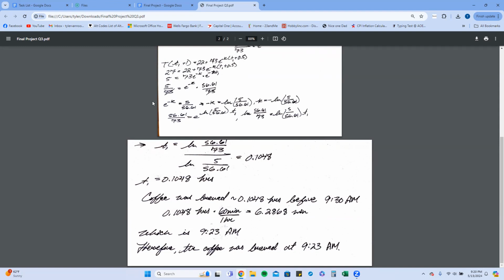Of course, there are 60 minutes in an hour, so we can multiply that by 60, giving us 6.2868 minutes. Since this isn't 6 minutes on the dot and it is more, that means that the time of brewing was 9:23 rather than 9:24. Therefore, the coffee was brewed at 9:23 a.m.